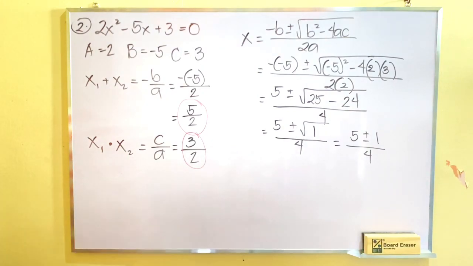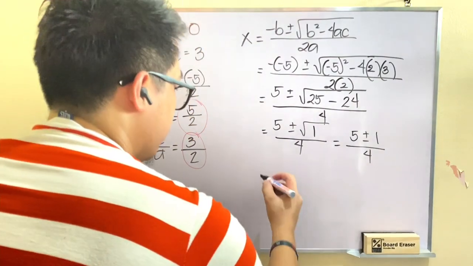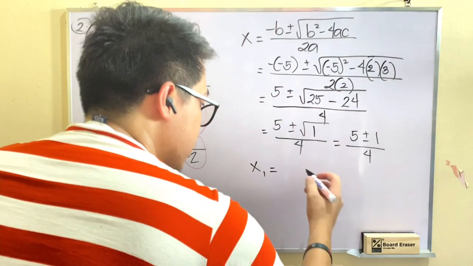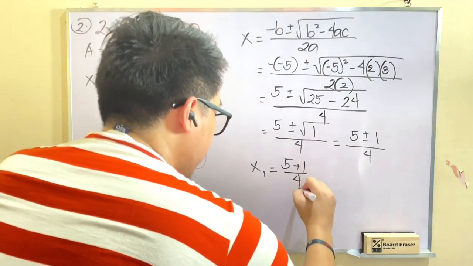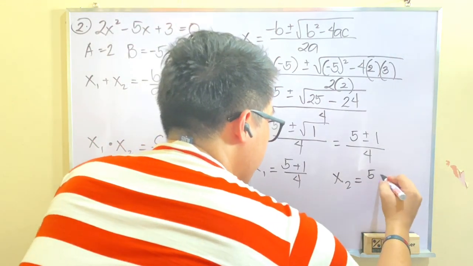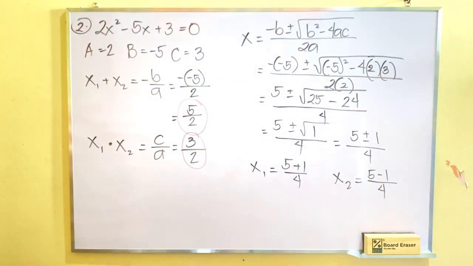Tapos na ba? Of course, hindi pa. So, magkakaroon tayo ng dalawang situation. Find the value of x sub 1 kapag ang formula is, or the equation will be 5 plus 1 divided by 4, and x sub 2 when 5 minus 1 is divided by 4.